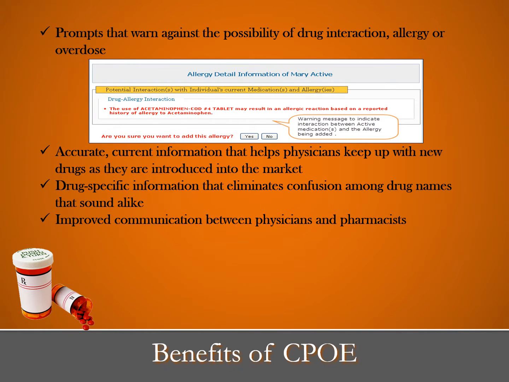Another benefit would be improved communication between physicians and pharmacists. We also have reduced healthcare costs due to improved efficiency.